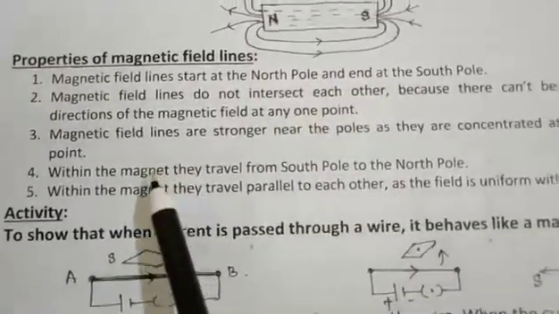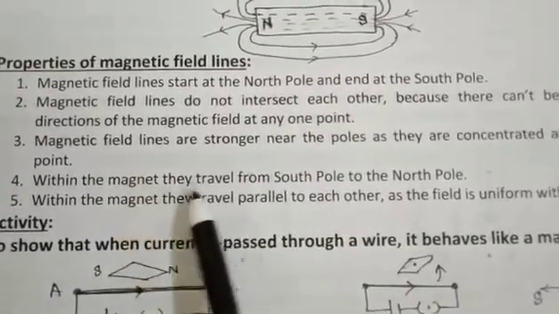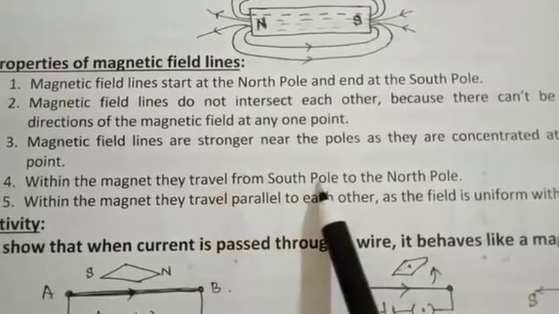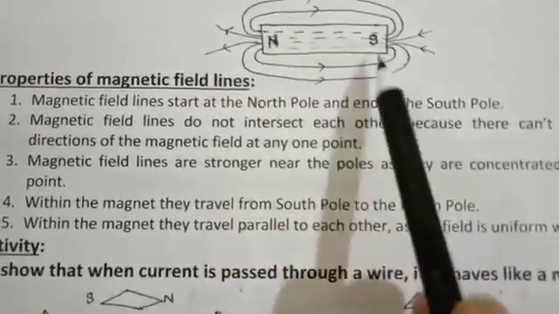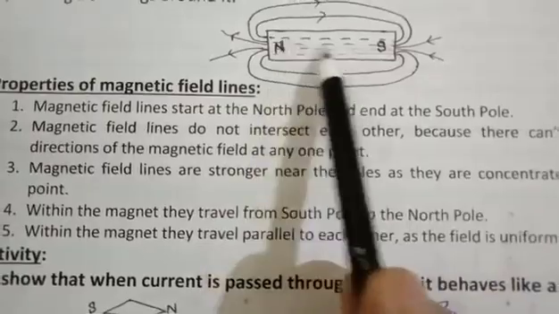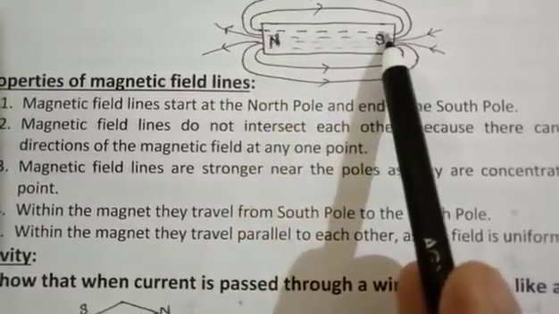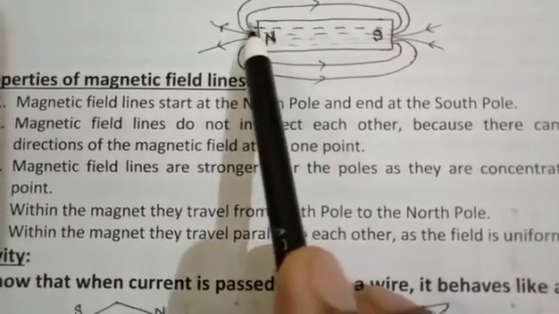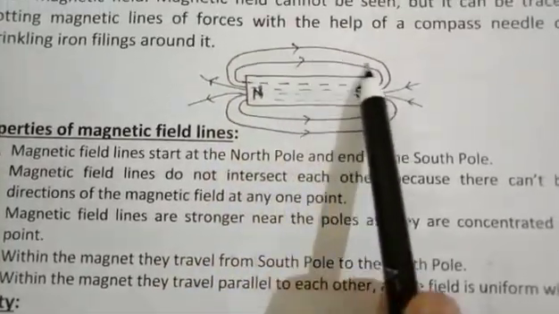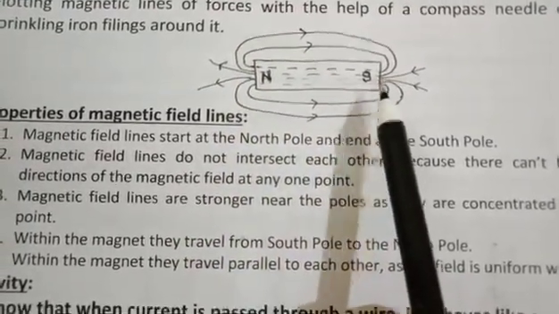Then coming to point number 4, within the magnet they travel from south pole to the north pole. If you look at the diagram here, within the magnet it is going from south to north. Outside the magnet it is going from north to south.